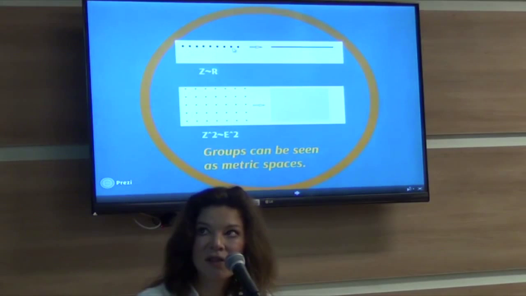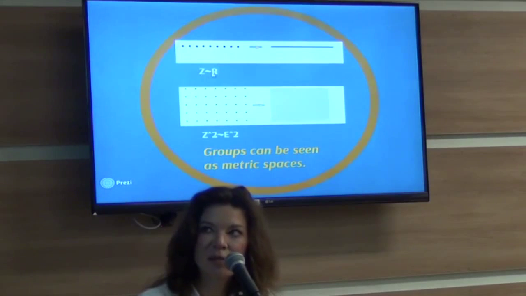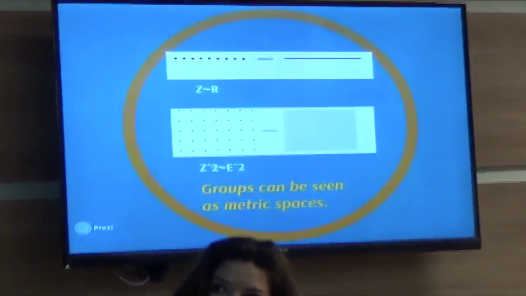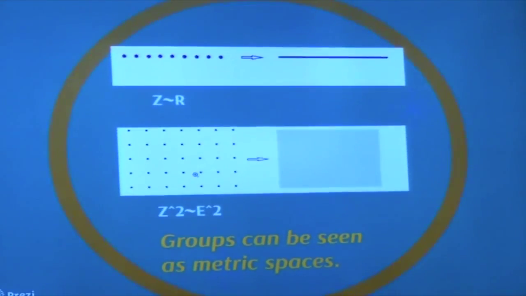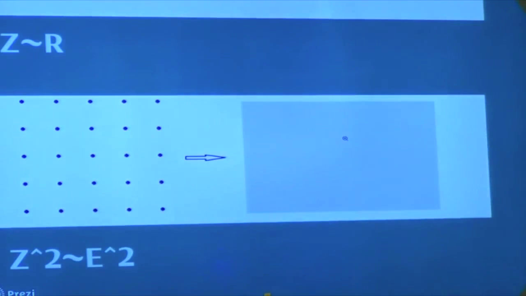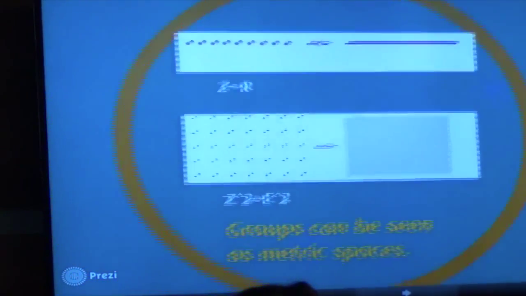Again, the dots should be connected. Z is similar to R from the distance, and if you look at Z squared, the vertices should be connected in the Cayley graph, it looks from the distance like a plane, like a Euclidean plane, which means that we can compare Z squared with the Euclidean plane. So groups can be seen as metric spaces.